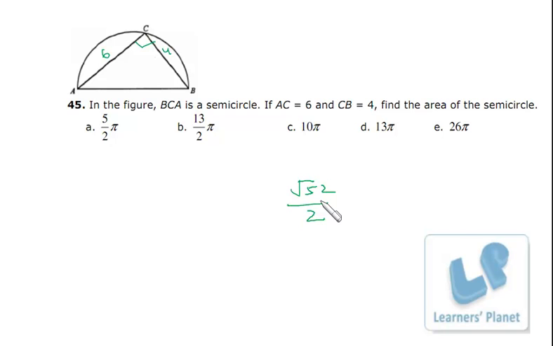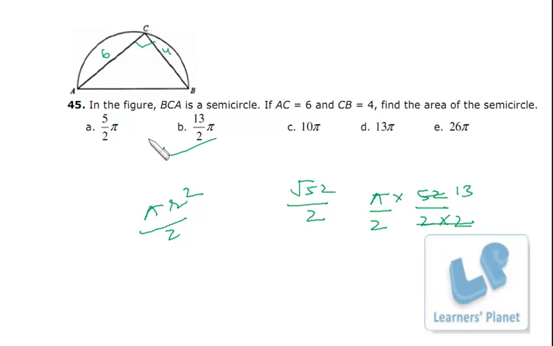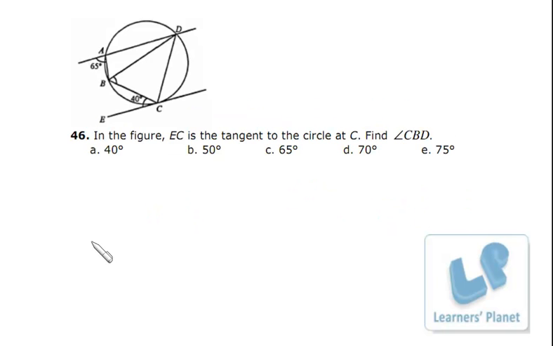Now what will be the area of the semicircle? That is pi r square by 2. So I have pi, I have r, pi by 2. Okay, so it is 52 by 2 into 2. It's actually a semicircle, so it is pi by 2 r square. So pi by 2 and r square is this, so it is 13 pi by 2. Pretty simple. Now try this.